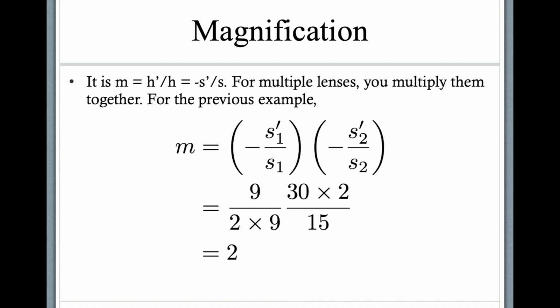In the first step, our final distance was 9 over 2 centimeters. We divide this by 9, which was our initial S1. For the second one, we have 30 times 2 divided by 15, because 30 was the final distance, 15 over 2 was the initial distance, and the minus signs cancel, and we get a total magnification of 2.